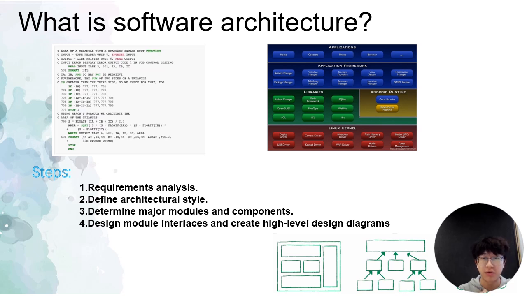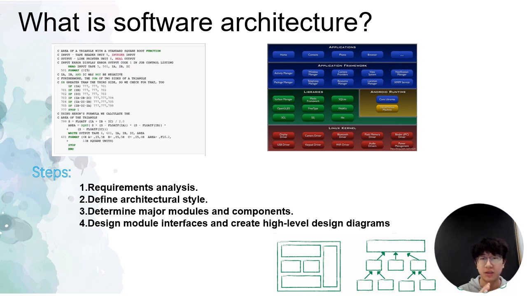After completing the requirements analysis, the next step is to choose an appropriate architectural style. This step includes evaluating different architectural patterns. We need to assess patterns such as layered architecture, microservices architecture, and event-driven architecture, etc., based on the project's characteristics and requirements. Of course, we also need to consider the team capabilities. The third step is to determine major modules and components.